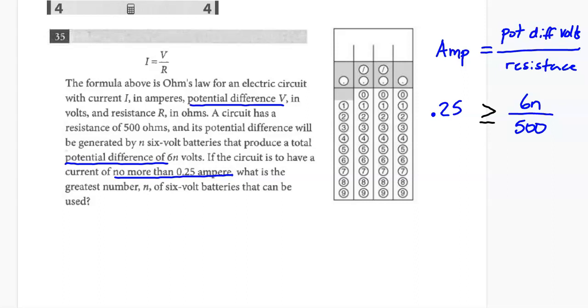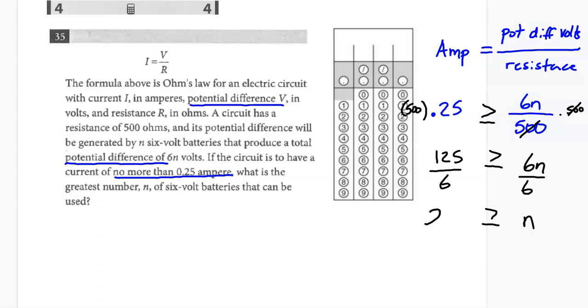So let's solve this. You solve it just like any other problem that has an equal sign. If you multiply or divide by a negative, you've got to flip the sign, but we don't have any negatives. So let's times both sides by 500, and that'll cancel this out, and I'll have 6n less than or equal to 0.25 times 500, a quarter of that, which is 125. And then divide both sides by 6. And that goes in there. It looks like it's going to be 20 and then 5/6.